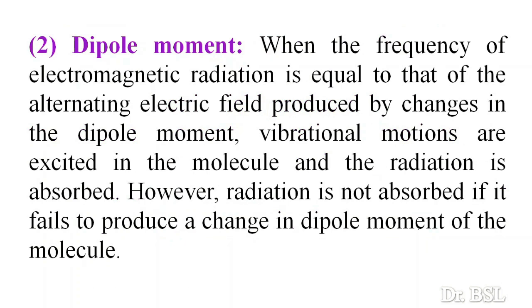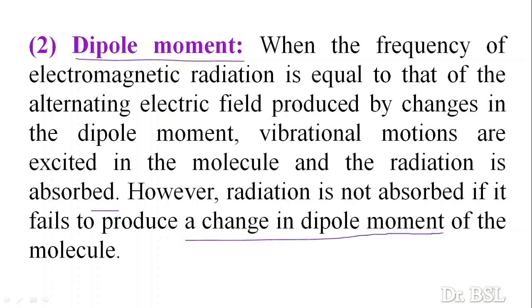And the second condition is dipole moment. When the frequency of electromagnetic radiation is equal to that of the alternating electric field produced by change in the dipole moment, vibrational motions are excited in the molecule and the radiation is absorbed. However, radiation is not absorbed if it fails to produce change in dipole moment. So, occurrence of the change in dipole moment is the necessary condition for absorption of radiation.